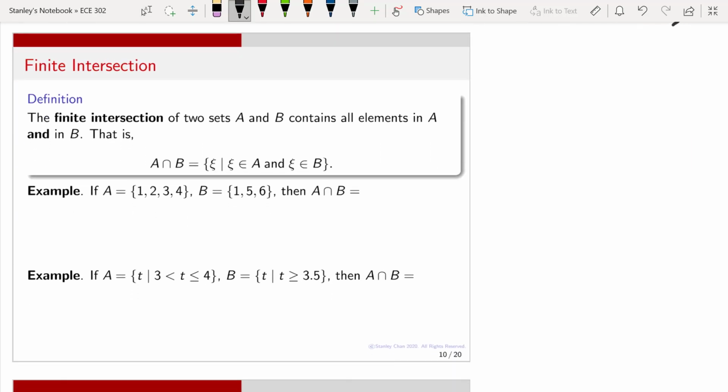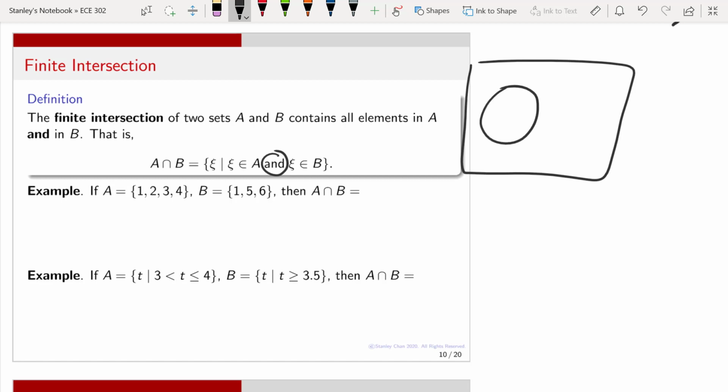Okay, so let's also talk about finite intersection. The finite intersection is the opposite of the union. In the union, you're taking an OR statement, and in the intersection, we're taking an AND statement. So the diagram is this: you have a set A, and then you have a set B. Here is your A, and then here is your B. Then the intersection will just be anything that is in the middle of both.